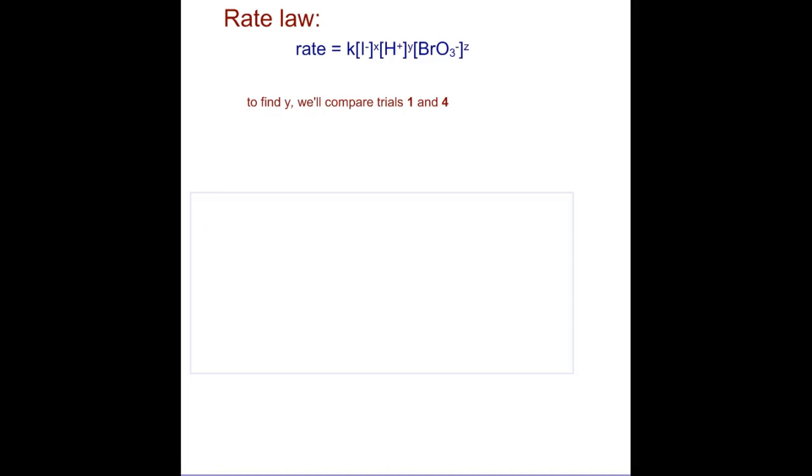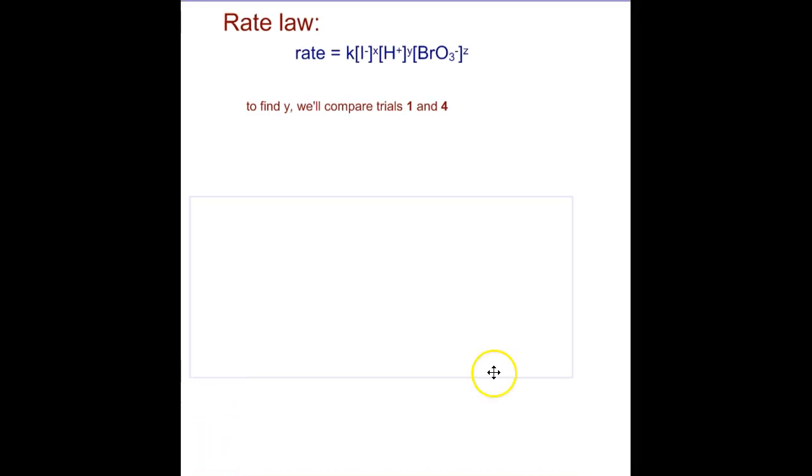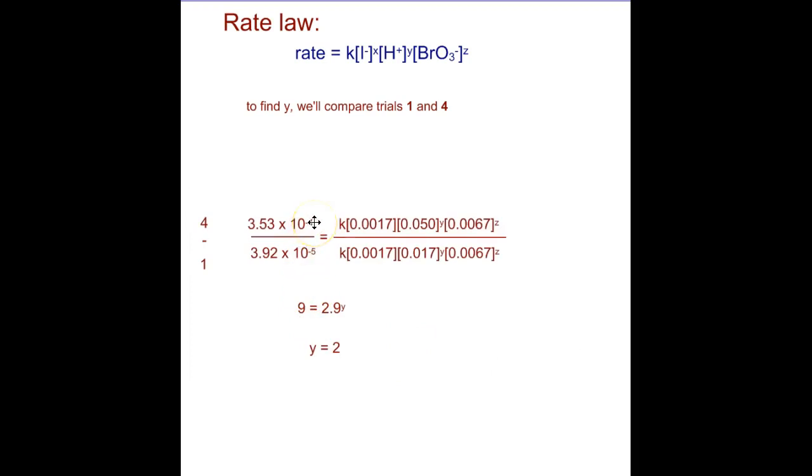To find Y, I'm going to do this with trials 1 and 4. So for trials 1 and 4, I have my rate that I calculated for 4 and rate for 1. Divide those and I get 9. My K's will cancel out. My 0.0017s cancel out. We now know they're to the first power. This becomes about 3. And my last fraction cancels out. So I end up with 9 equals 3 to the Y power, approximately. So Y is going to be 2.